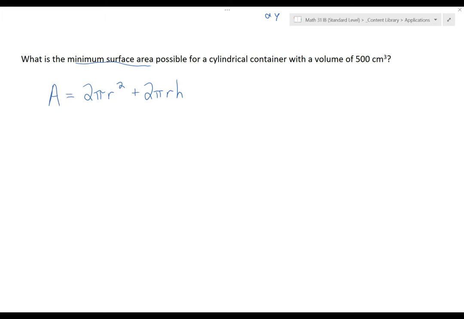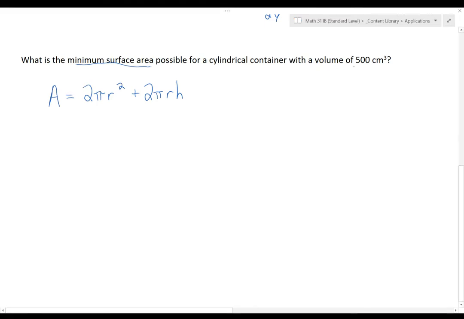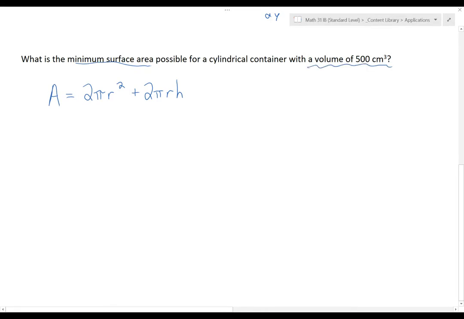So I want to know the minimum surface area possible for that cylindrical container. Again, I have too many variables. I have A, r, and h here. I don't want all those. So I need a way of relating r to h. And that's where the fact that the volume is fixed at 500 centimeters cubed comes in.